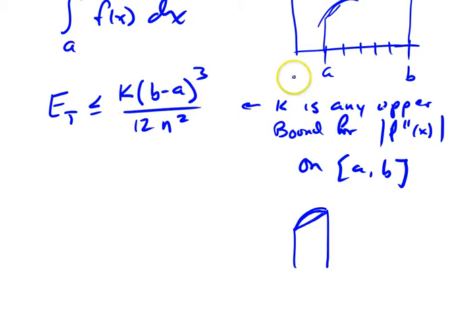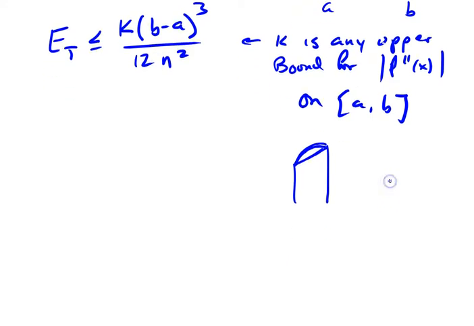The error also is related to the length of the interval, b minus a. The longer the interval, the more you might expect error. And so that's actually related to the length of the interval cubed. The error is also related to n. With n in the denominator, the bigger n is, the smaller you'd expect the error to be. Right? Smaller values of n would give you potentially bigger errors. Okay? So this is the error formula for the trapezoid rule.